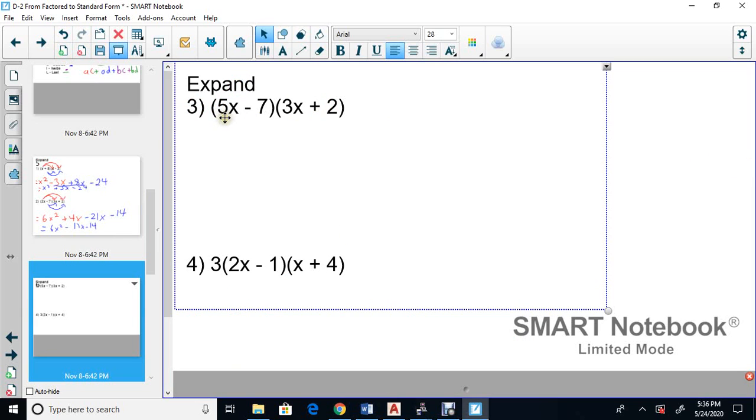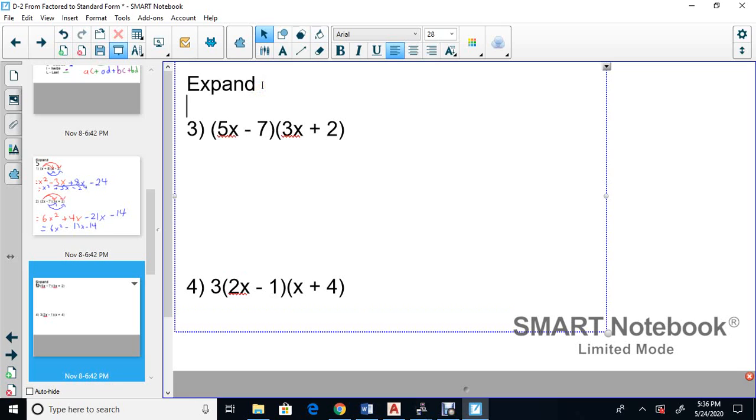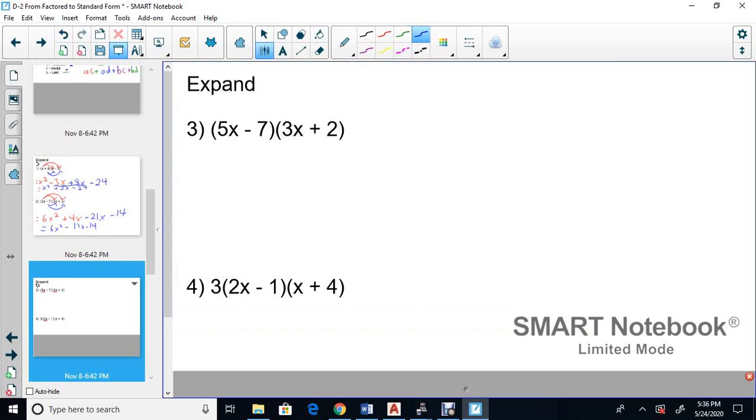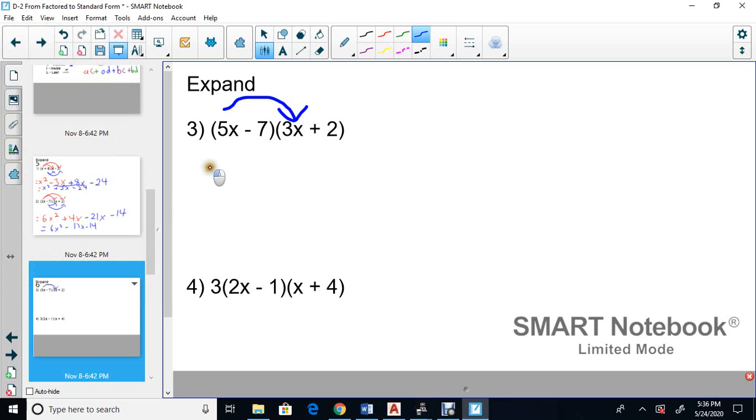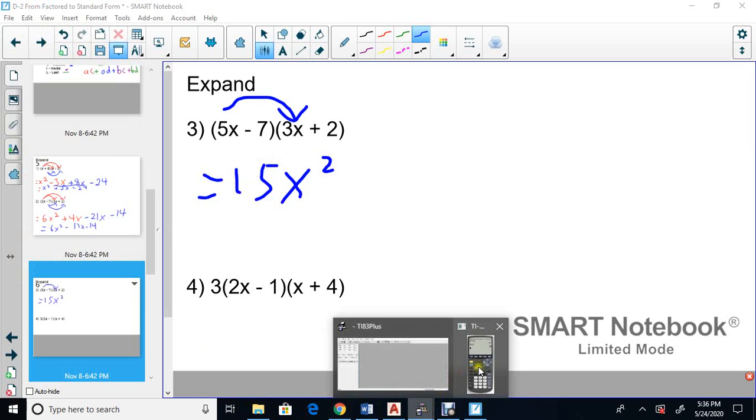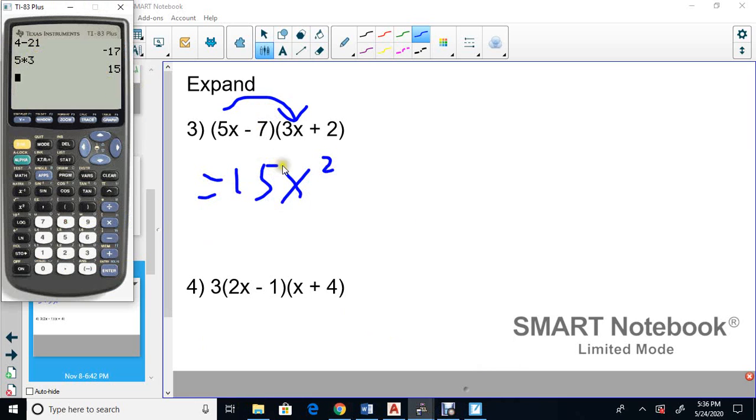Okay, question 3. So I'll put a little space in here. I'm going to do the same idea with the shooting arrows here. So we're going to do 5 times 3 first. If you need a calculator, you can use it. The first term is always x squared. So you get 15x squared. I just did the 5 times 3 on a calculator: 5 times 3 is 15.